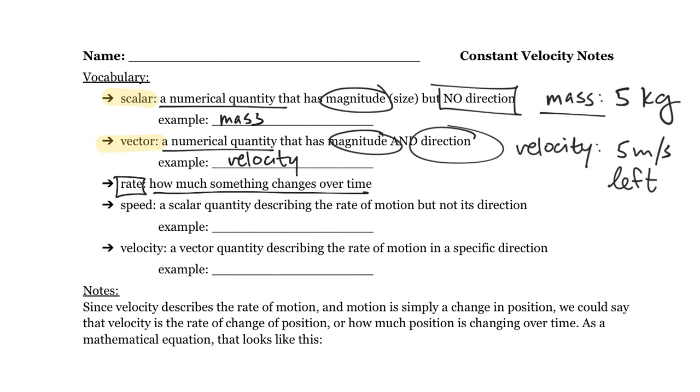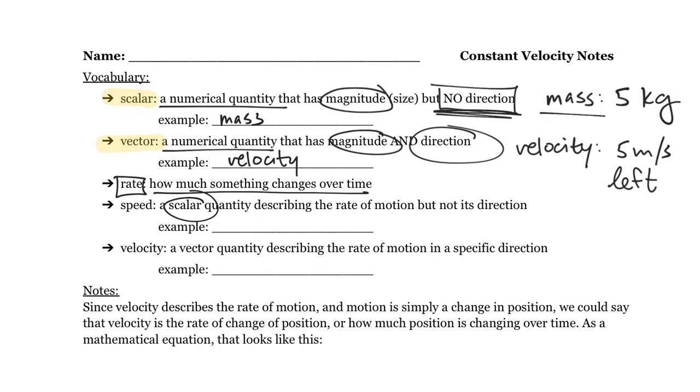And the first of those two words that I just said is speed. Okay, so speed is a scalar quantity, and scalar means it has no direction. So speed just describes how fast something is going, how its motion changes over time, or how its position changes over time, but without a direction.